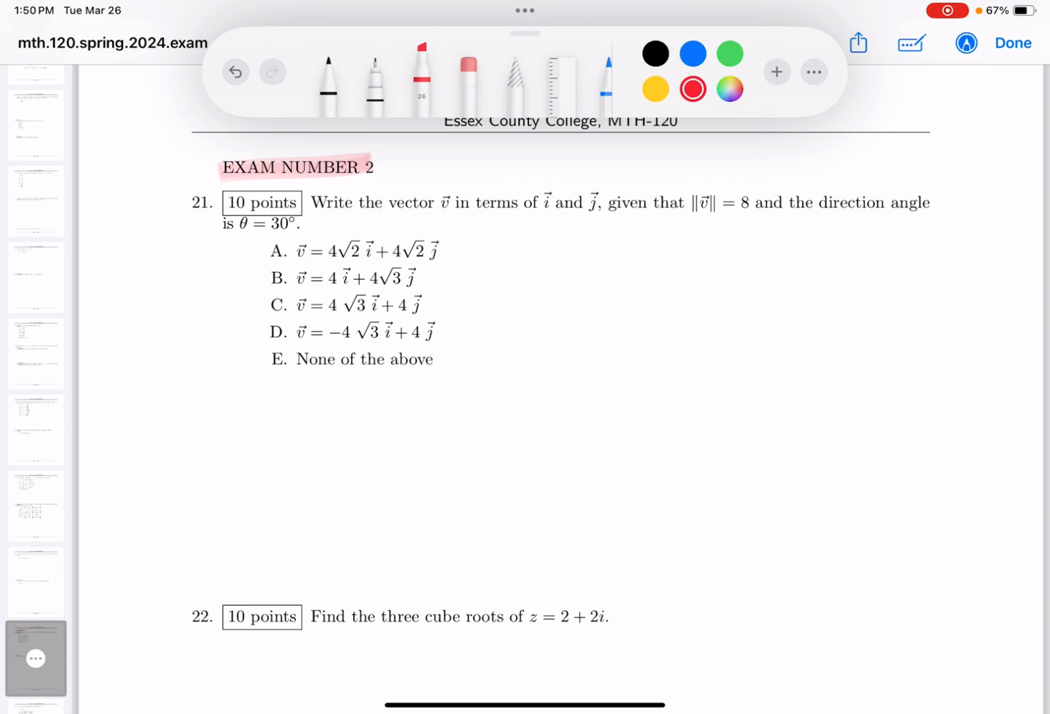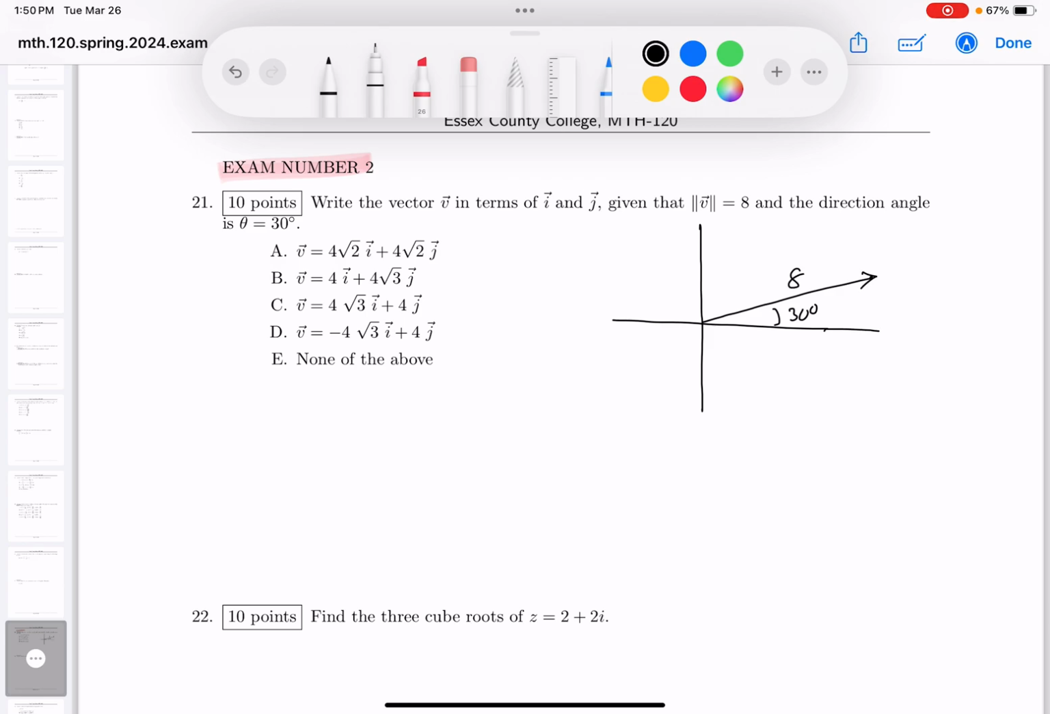The first question says, write the vector v in terms of i and j, where the length of the vector v is equal to 8, and the direction is 30 degrees. What I would do is draw a picture of the vector. It's got an angle of 30 degrees. In standard position, this looks roughly 30 degrees to me. The length of this vector, they say, is 8.